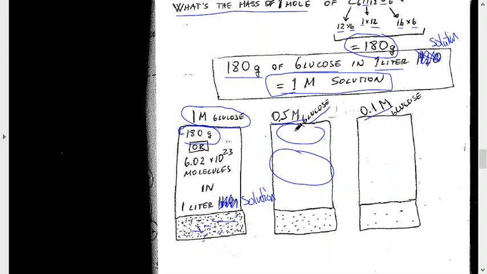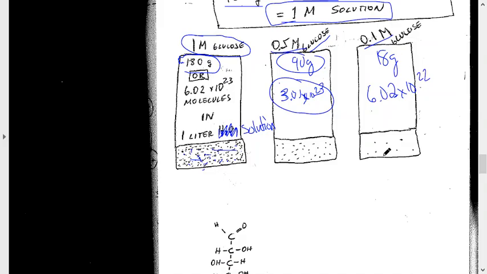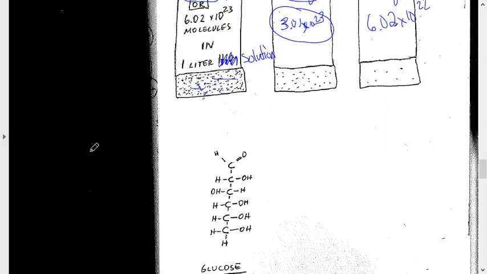All right, here we go. You should have 90, and you should have half of this, which is 3.01 times 10 to the 23. Here you should have 18, that's 10%, and you should have 6.02 times 10 to the 22. All right, let's keep going.